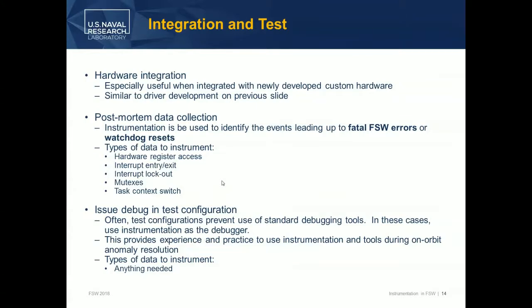As you're pulling all these things together, we've used the instrumentation to identify events leading up to fatal flight software errors or watchdog resets. I'm going to go into a little bit of information about this later, but we record these things into memory. We take a watchdog reset or unexpected error, we have a method of preserving that memory, pulling all that down, and then we can trace into that. Is it a hardware fault, or was it a software fault?